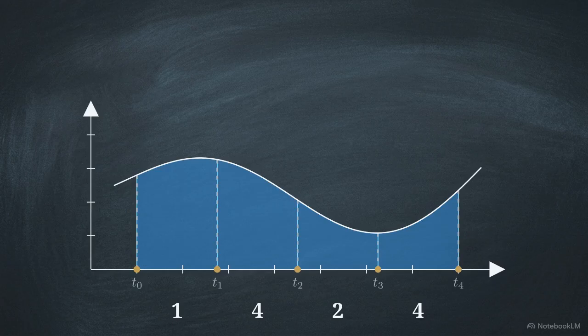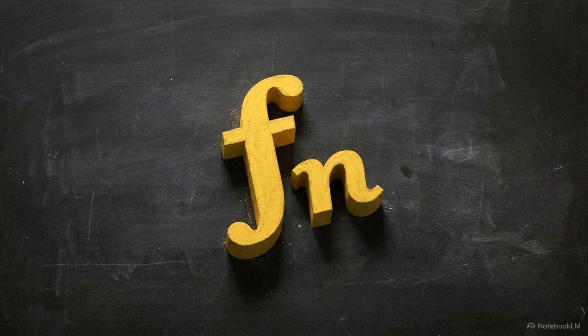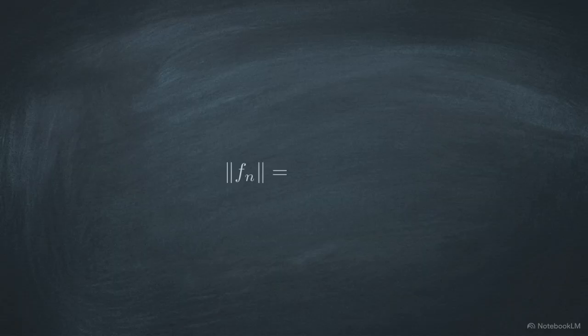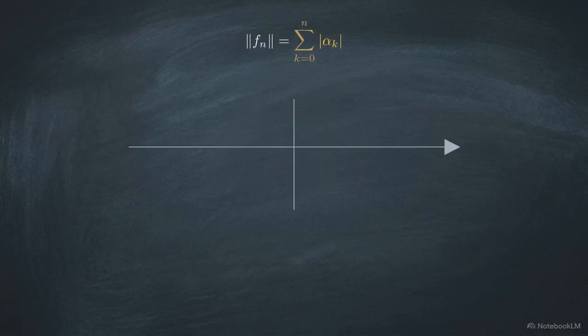Notice a specific detail about these classical rules. Their weight values are entirely positive numbers. Before we trust these approximations, we must calculate the norm of our approximate functional fn. We need to prove that its norm is exactly equal to the sum of the absolute values of its weights.